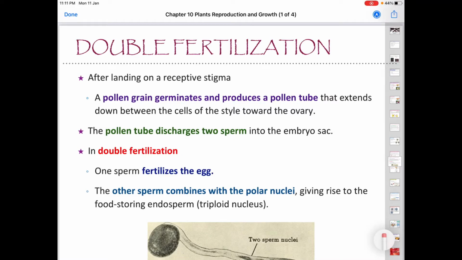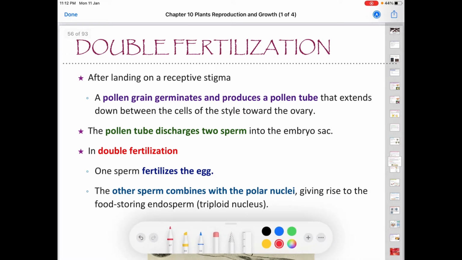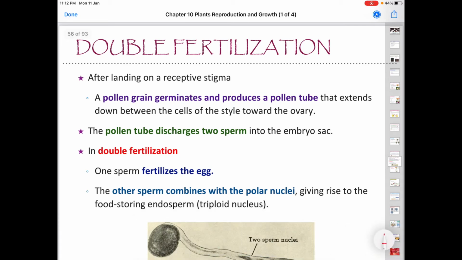In double fertilization, after the pollen lands on the stigma, a pollen grain germinates and produces a pollen tube. This pollen tube will extend down the cells of the style and go to the ovary. The pollen tube discharges two sperm, which were previously produced by the generative cell. The sperm are discharged into the embryo sac.